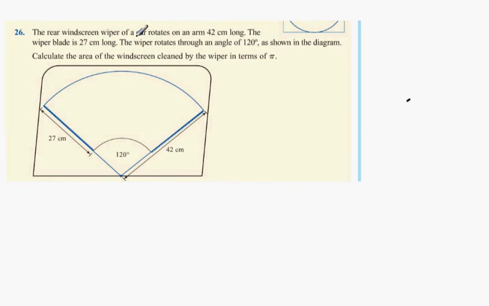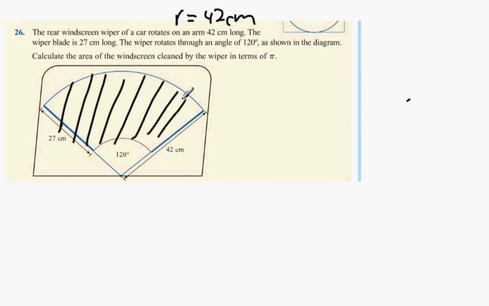The rear wiper of a car rotates on an arm 42 centimetres long. That means the radius of the circle is 42 centimetres. The arm is 42 centimetres long, but the wiper blade itself only covers this area here. If you're ever in a car, there's always one section that never becomes see-through because the wiper blade doesn't go down that far, okay?